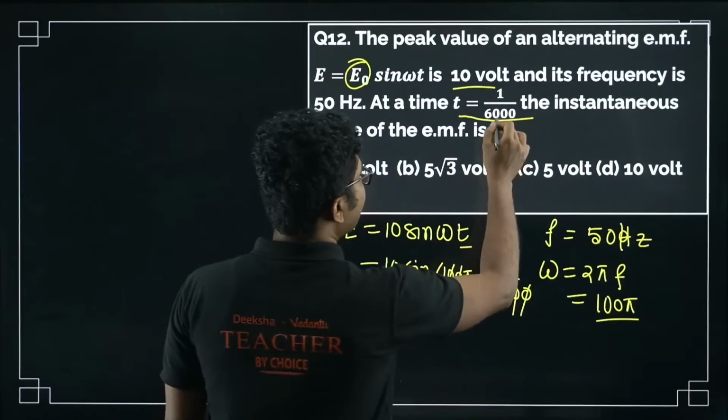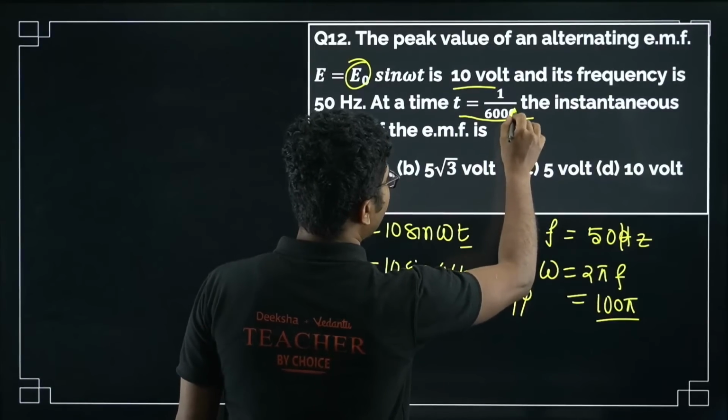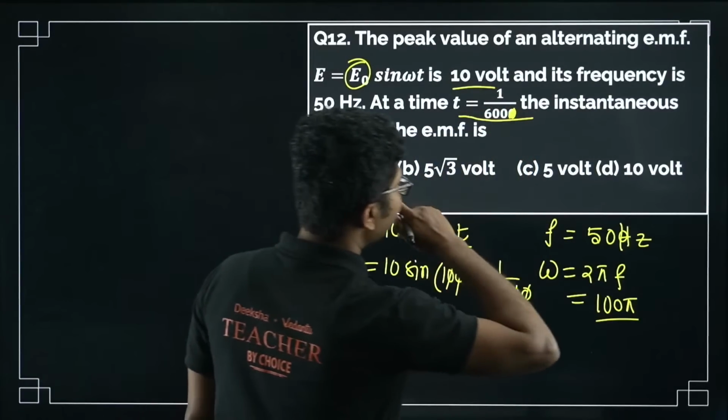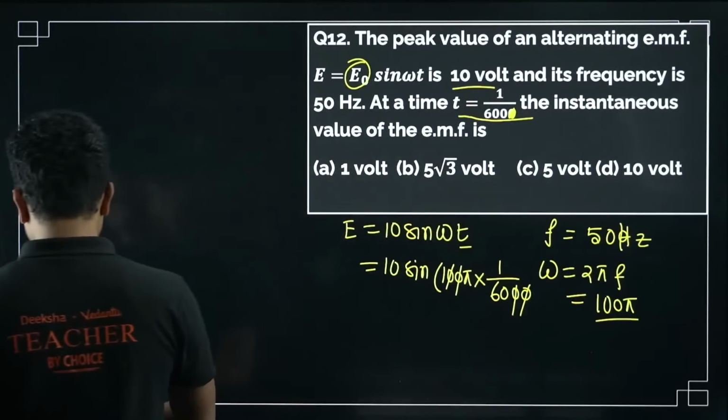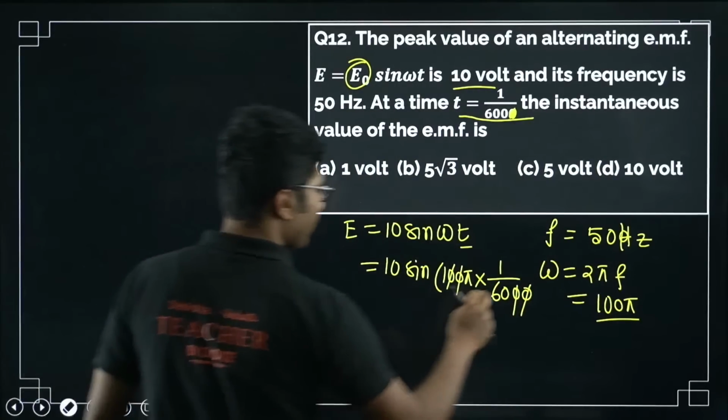I think it will be not 6000, it will be 600. Sorry, otherwise it will not be possible to calculate. Okay, 600, let's solve it using 600 and we will see.